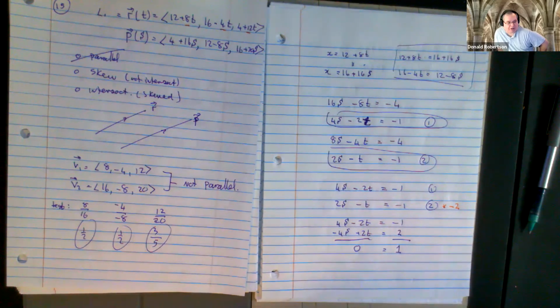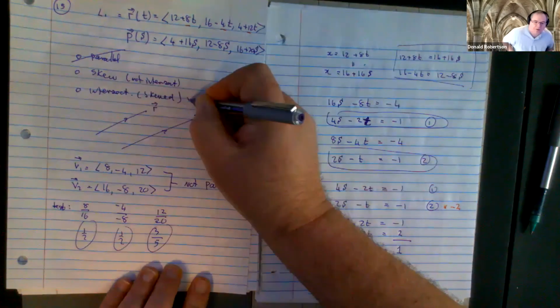Right? I'm ready to make a decision. Skewed or intersect? What on Earth is 0 equaling 1 telling me? It's telling me that's impossible. Agreed? What's impossible? It's impossible for these two lines to intersect, which means pick that one.